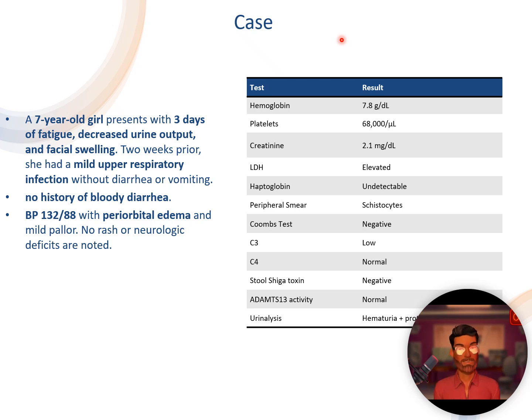Coombs test is negative. C3 is mildly low. C4 is normal. Stool Shiga toxin is negative. ADAMTS13, which again could take a little bit of time, is normal. The UA shows hematuria and proteinuria.